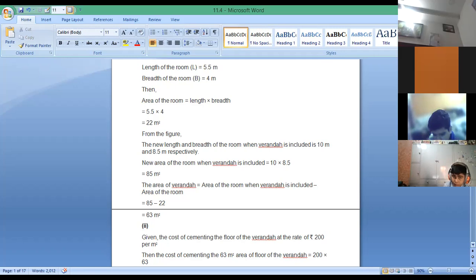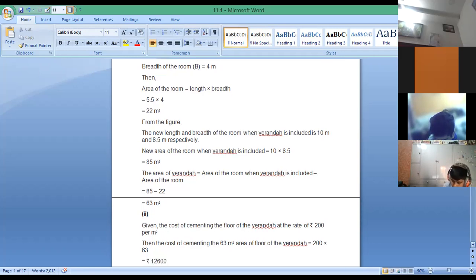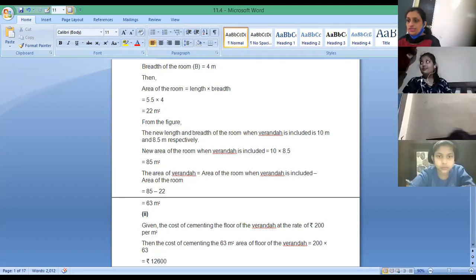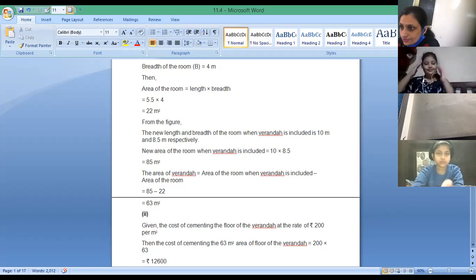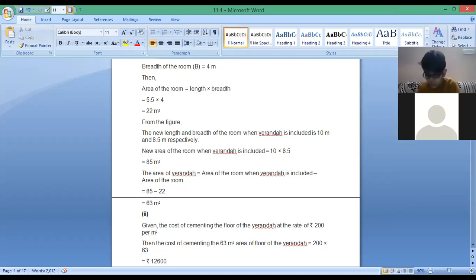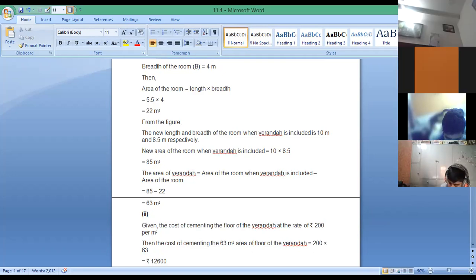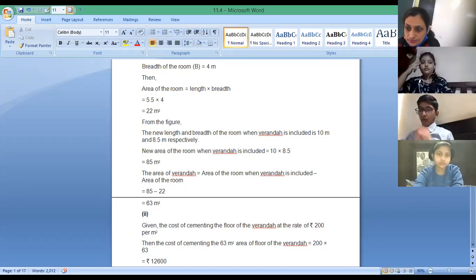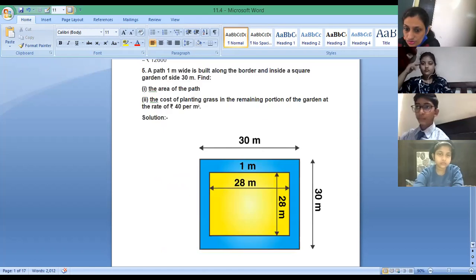Yes, 12600. Avika, check your answer. Rajal is right. 12,600 will be the money you will be giving. Got it, Anshika? Natik, Priyanshi, Shubh, did you understand this question? Question number 4.